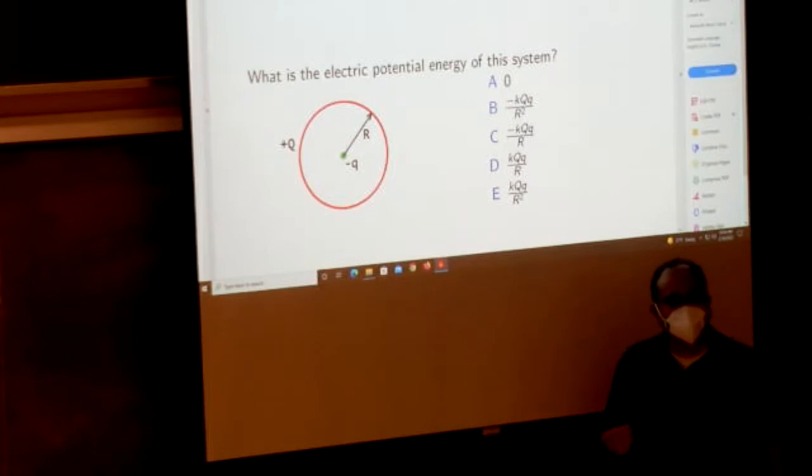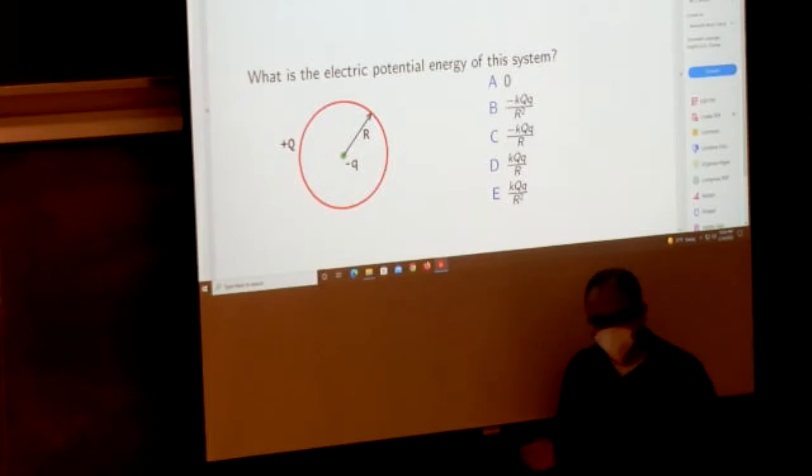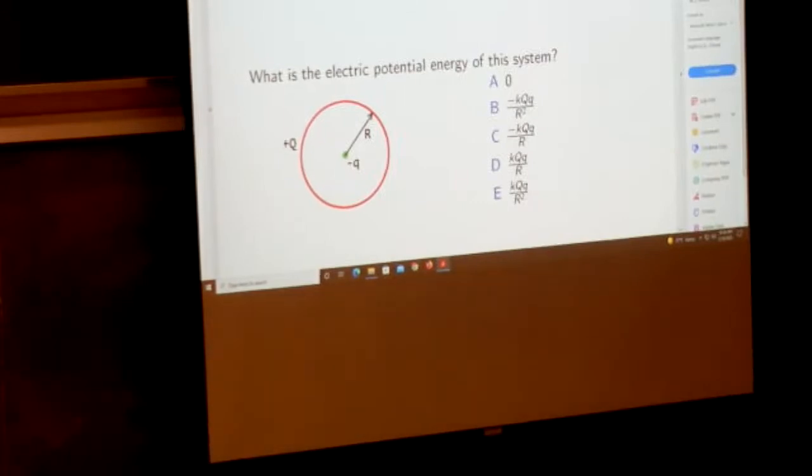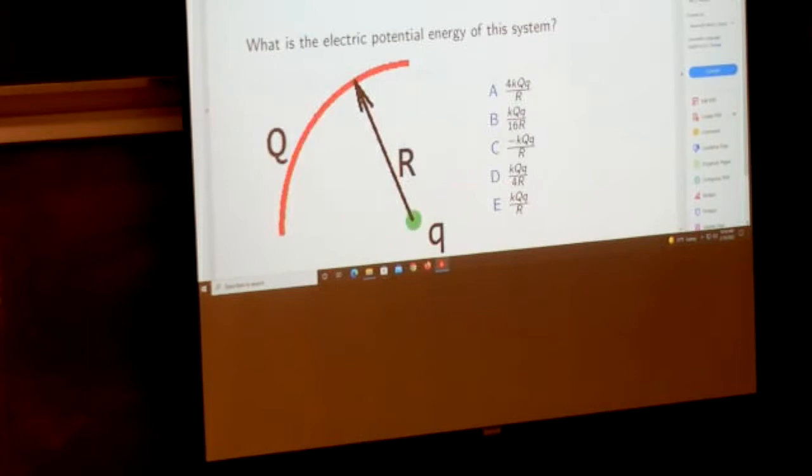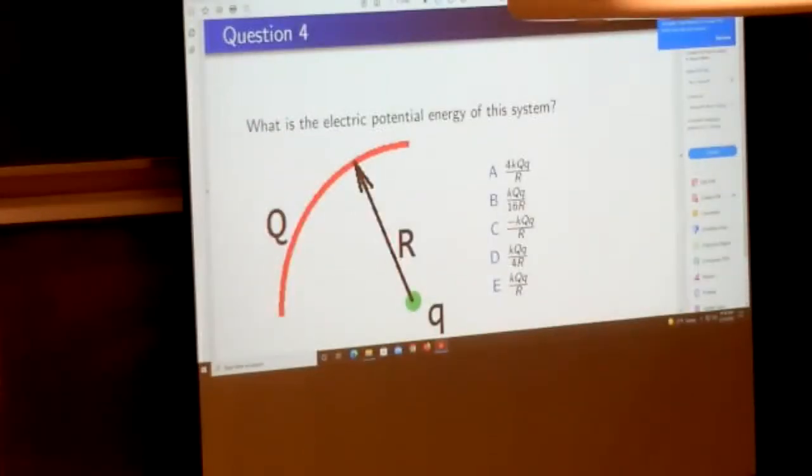Other questions? Okay. Well, this quick question: is the charge in the middle still negative? No, it is positive. Yeah, they're both positive charges.